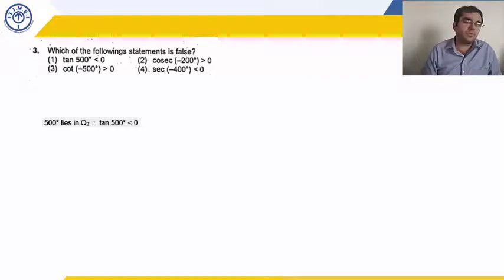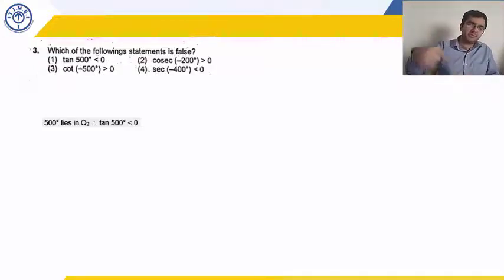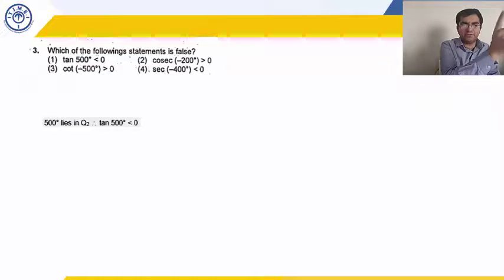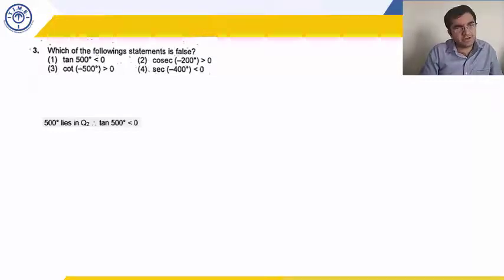So the first statement is true. Tan of 140 is negative, so it will be less than 0, because tan is positive in the first and third quadrant, not in the second quadrant. Let's look at cosec minus 200. Minus means opposite direction. 200 means you go down, you complete 180, and then you complete 200. So where have you reached? Quadrant 2. Cosec in quadrant 2 is positive. That's greater than 0. So statement 2 is also correct, it's true.